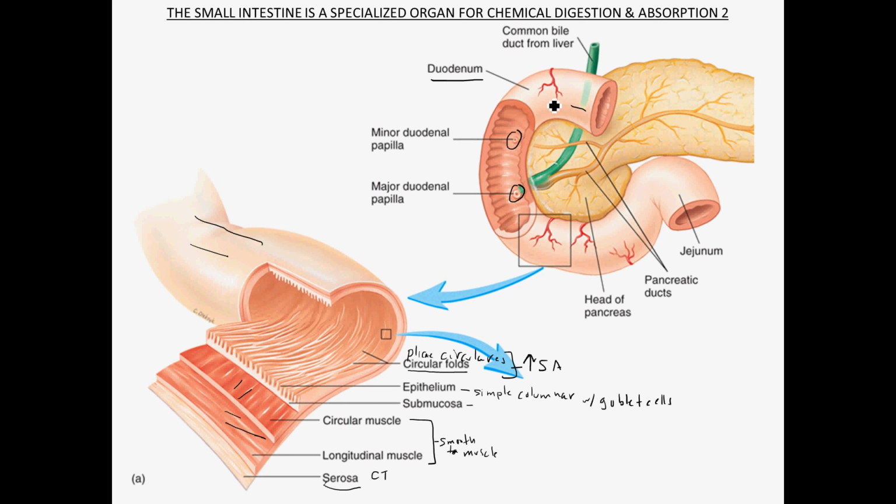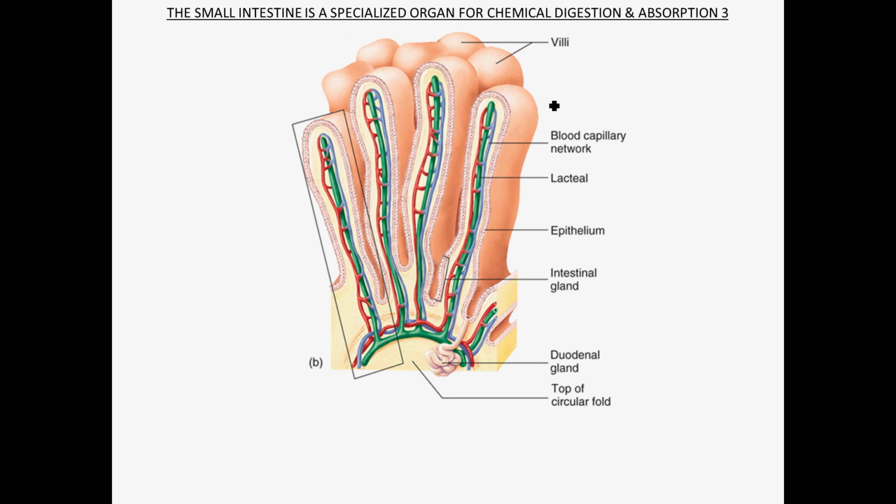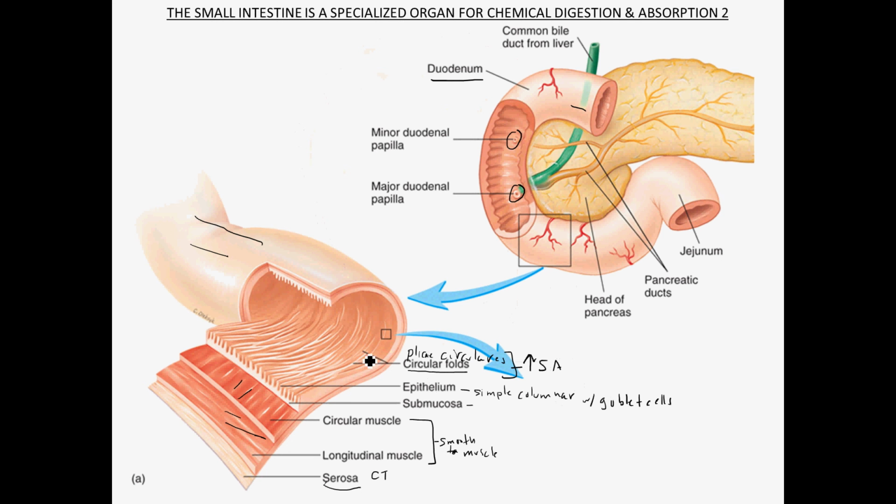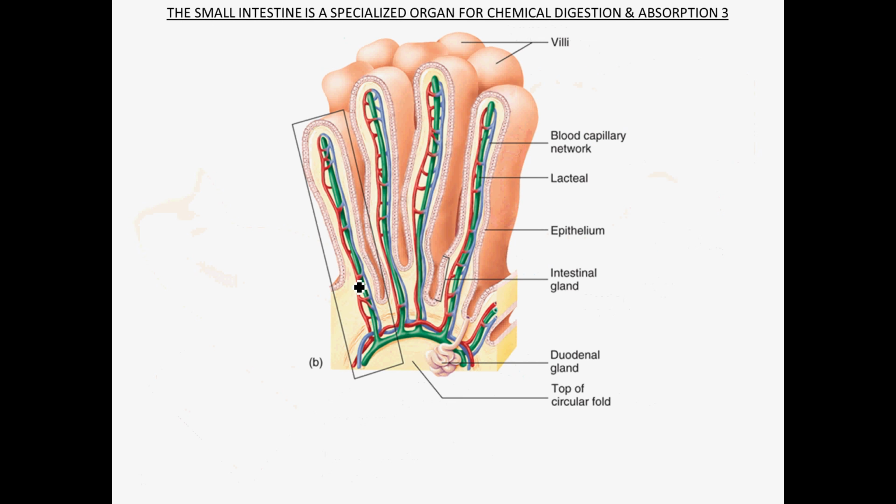Let's go and look now a little bit closer at those plicae circulares, and as we zoom in on the plicae circulares, we see that each of these circular folds here, we're going to zoom in on that. So this would be one of those folds. So if we look at the fold, then we see that the folds are folded, and the folds of the folds are called the villi. And each villus, so villi is plural, and villus is singular here.